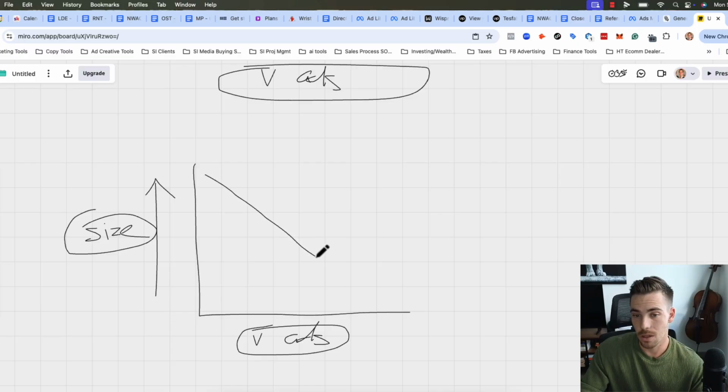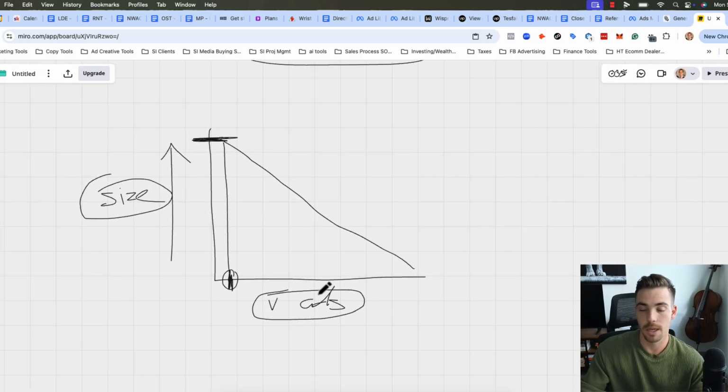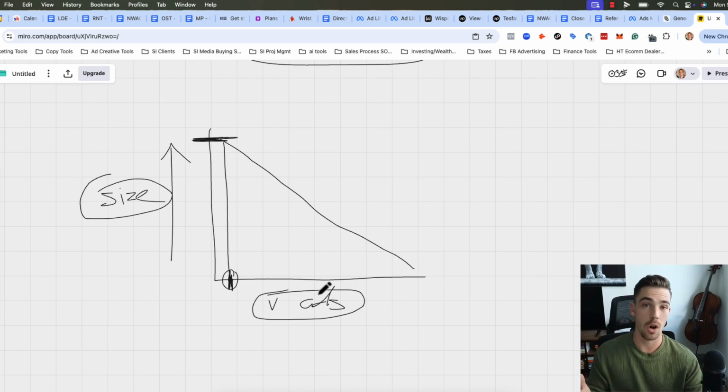So the graph would look like this. If you have a much bigger market, you don't need to test as many ads because the market is just so much bigger, right? This is why typically the people that are spending the most on ads, the people that can scale ad spend the furthest, are typically really big B2C type offers, right?